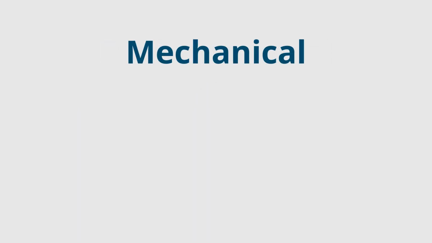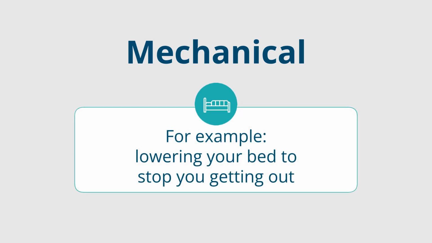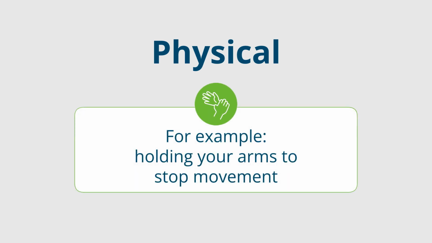Mechanical, using a device to prevent, restrict or subdue movement. For example, lowering your bed to the lowest height to stop you from getting out. Physical, using force to prevent, restrict or subdue movements of the body. For example, holding your arms down to stop movement during personal care.